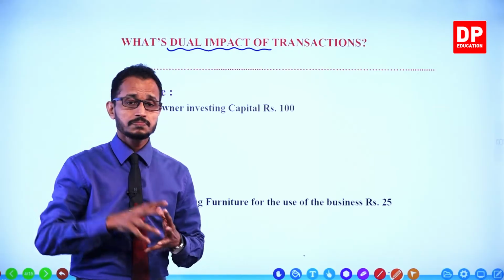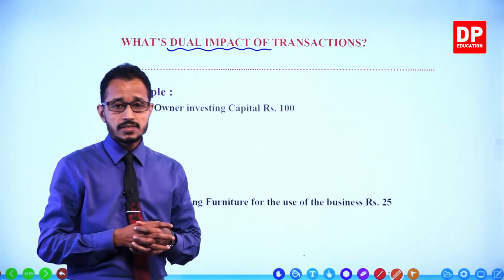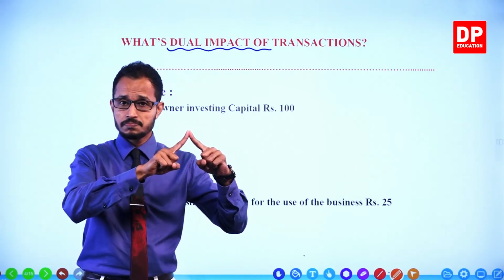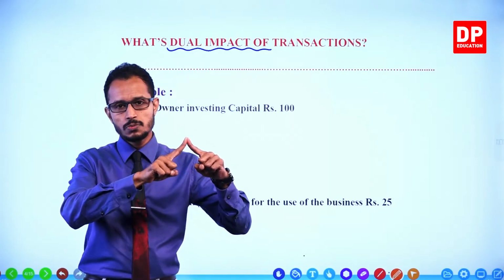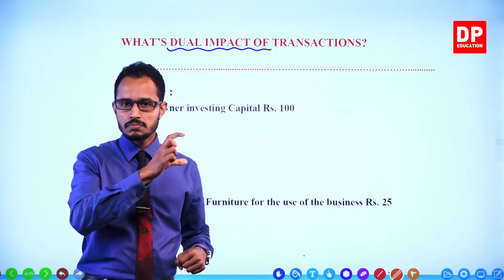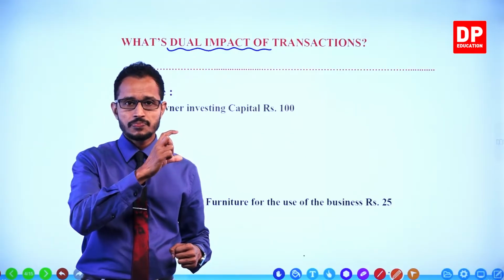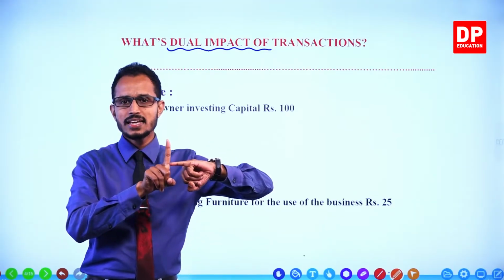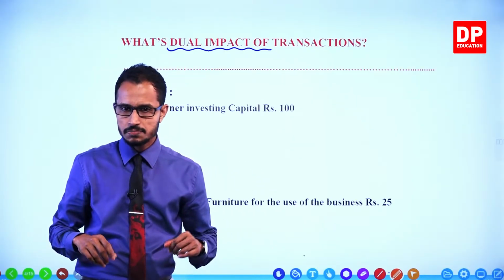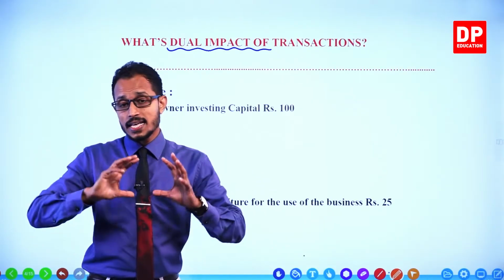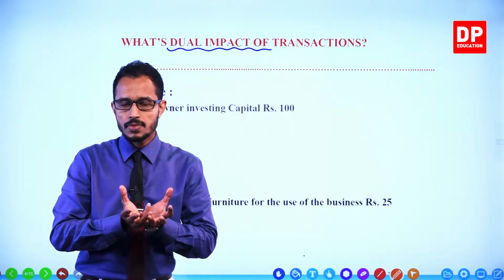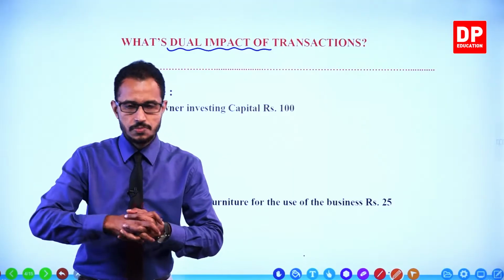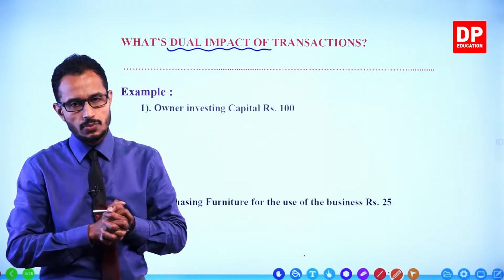On two things. And we know that the accounting equation has assets, and assets are equal to capital or equity plus liabilities. Assets are equal to equity plus liabilities, the addition of equity and liabilities. That is the accounting equation.